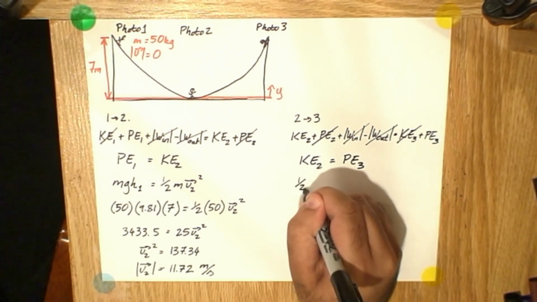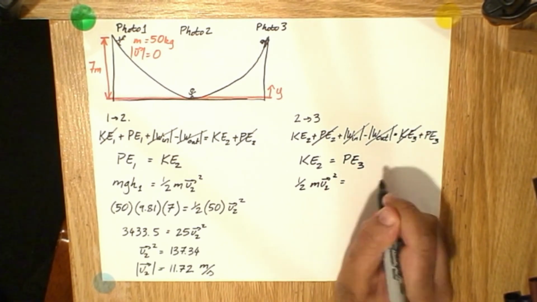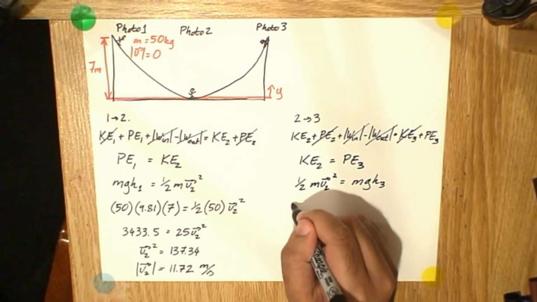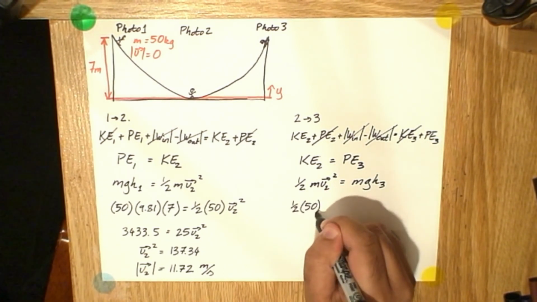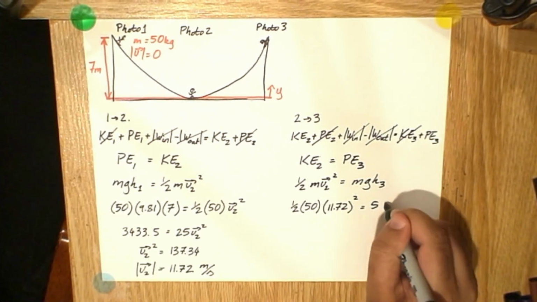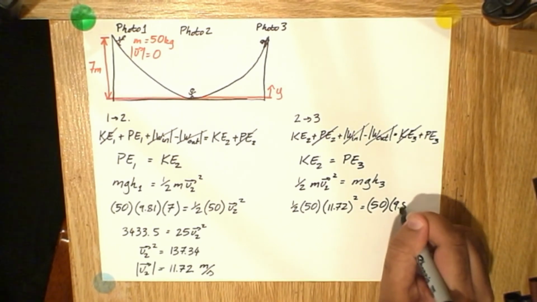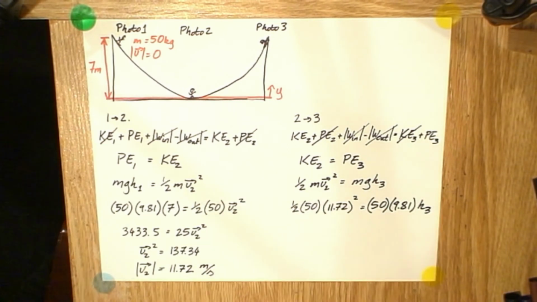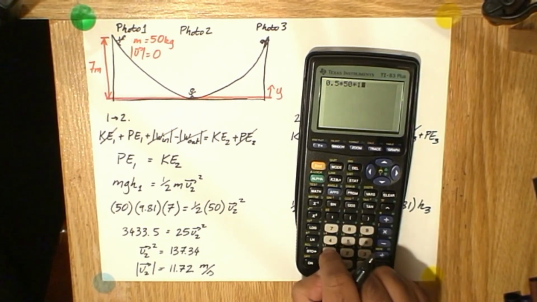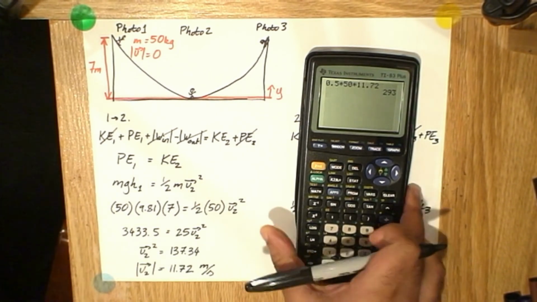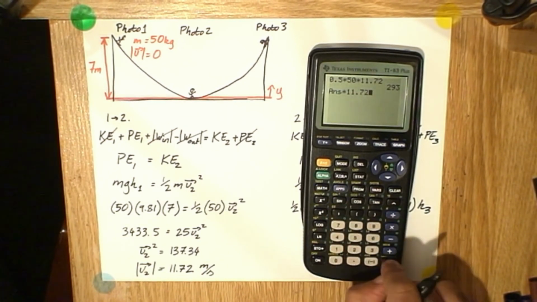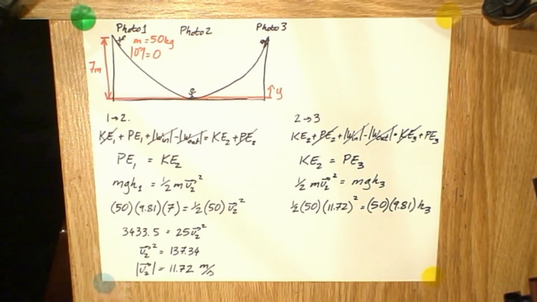Expand this out. 1/2 mv2 squared is equal to mgh3. Plug everything in. Half times the mass, 50, times v2, which was 11.72, squared, is equal to 50 times g, 9.81, times h3. So, half times 50 times 11.72 gives us 293. Sorry, that should have been 11.72 squared, so I'm just going to multiply it by 11.72 again. 3433.96.